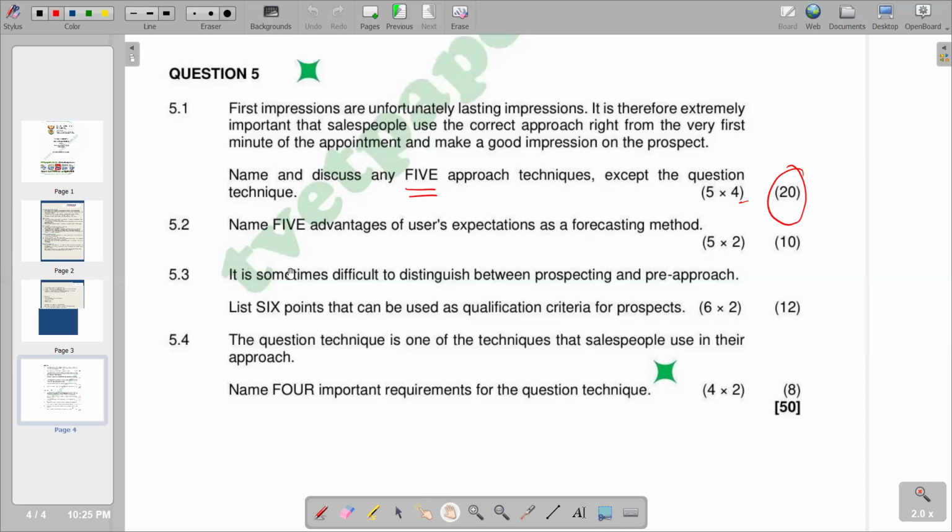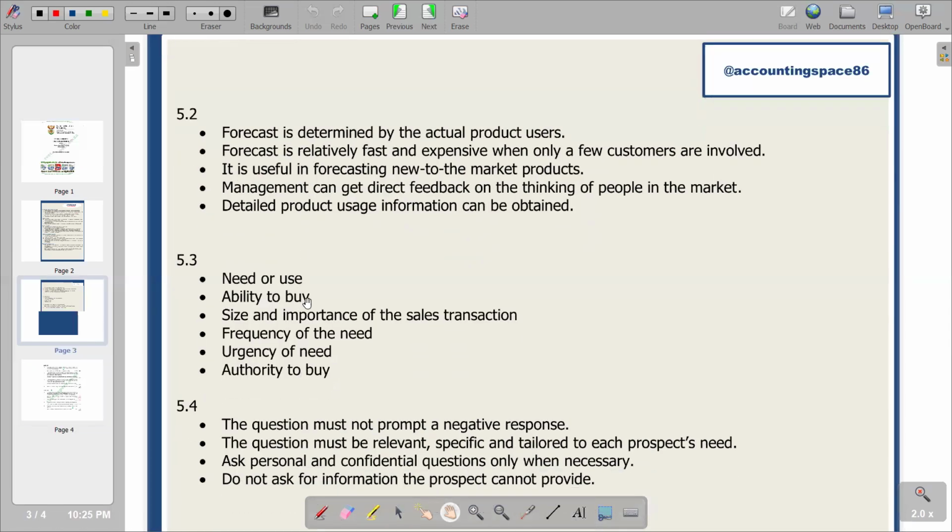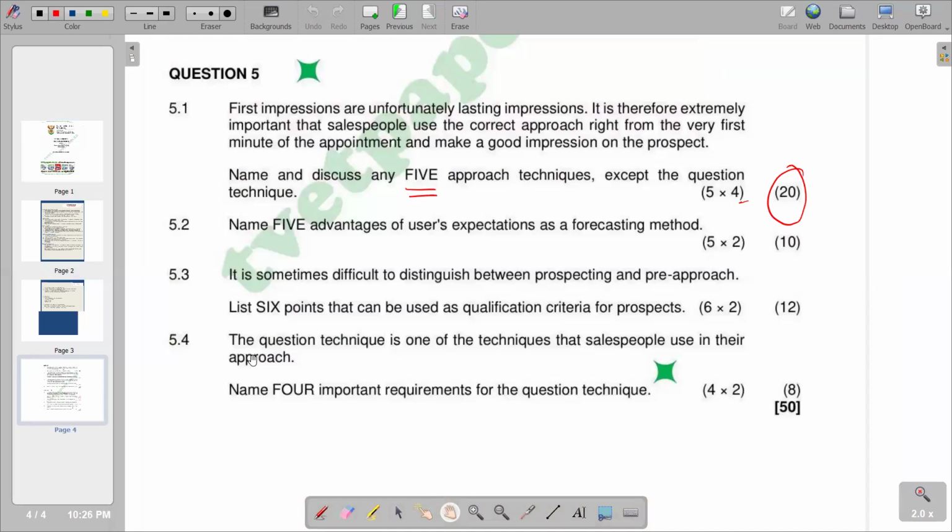So going back to our question, you'd see that we are supposed to come up with the 6 points that can be used as qualification criteria for prospects. So we have them listed in the other section, whereby we have the need or the use, ability to buy, size and importance of the sales transaction, frequency of the lead, urgency of needs, and then we've got authority to buy also as one of them. So moving on to the last part of our question, which is 5.4.